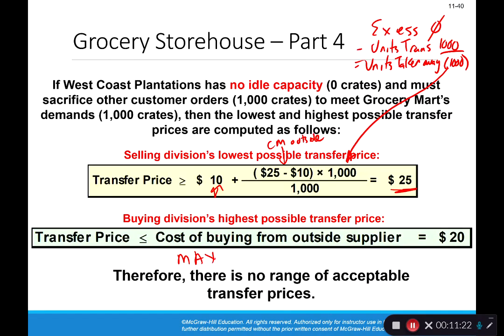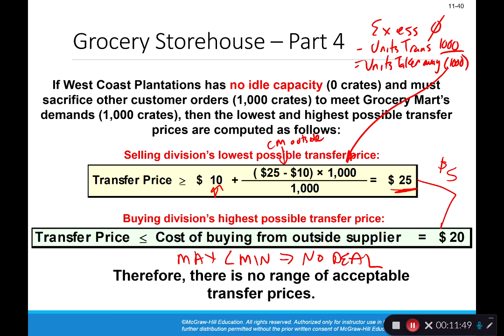Okay, so our max of 20 is now less than my min. So it's no deal. And the difference of the max and the min is $5. So if we force a deal, the company's going to be worse off by $5,000. The $5 per unit times the 1,000 units. It's always the difference between the max and the min. It doesn't matter what that transfer price is.